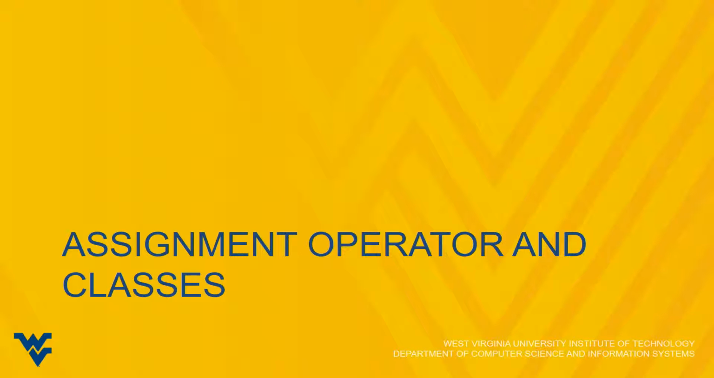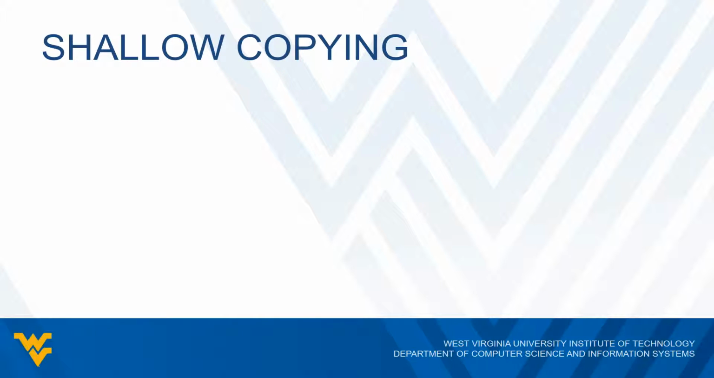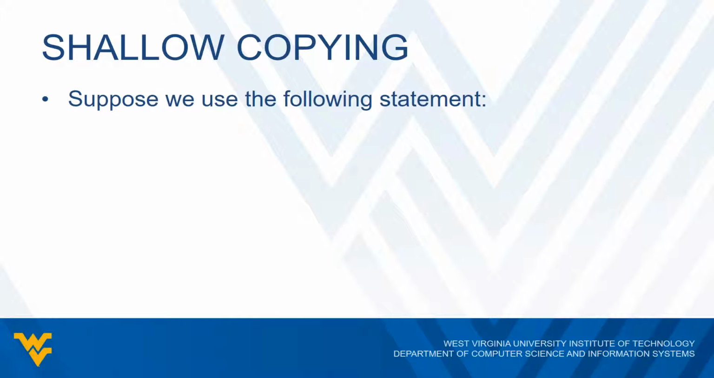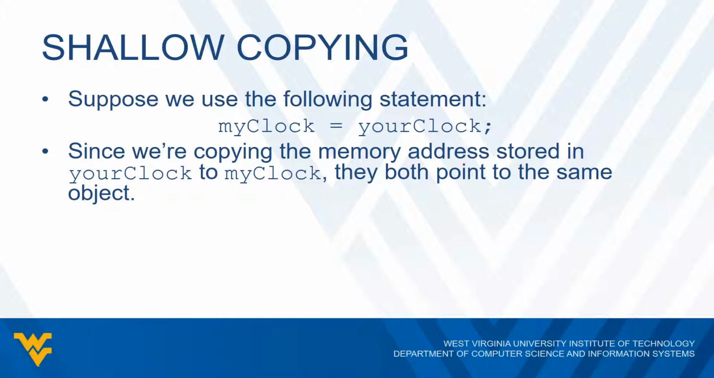We'll now take a look at a potential issue when we use the assignment operator on objects of classes. Let's say we have the following statement, something like myClock equals yourClock. So you would think that we're taking the contents of yourClock and storing them in myClock, but that's not the case. What's happening here is we're copying the memory address that's stored in yourClock and storing that into myClock. So what this means is that both of these objects, or I should say reference variables technically, are now pointing to the exact same object.